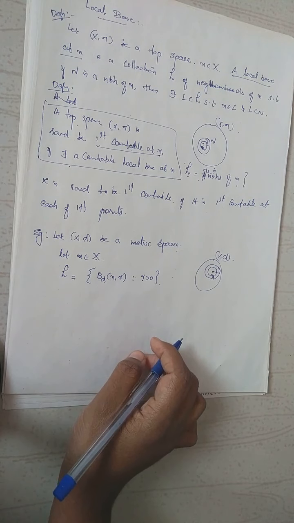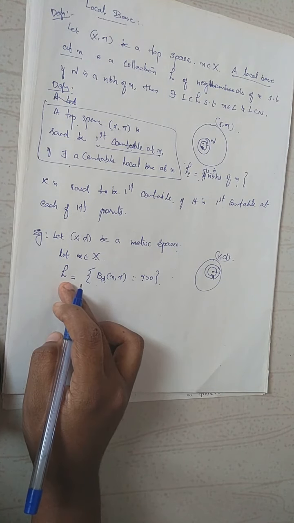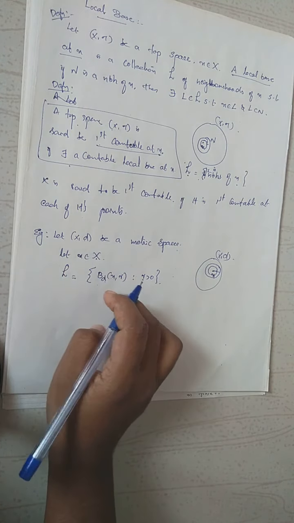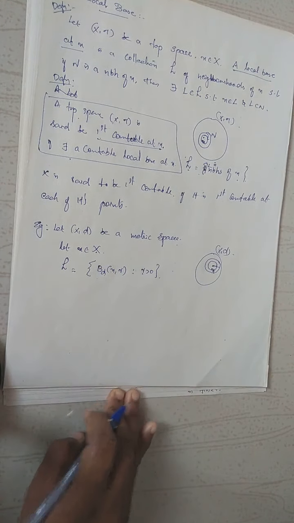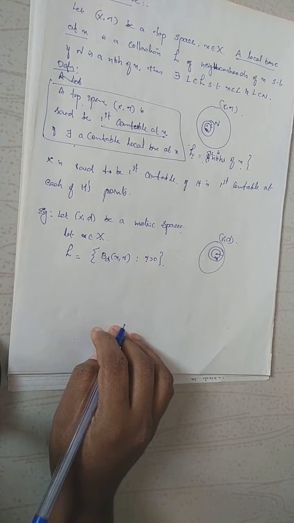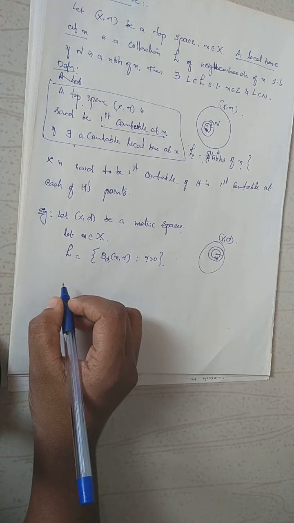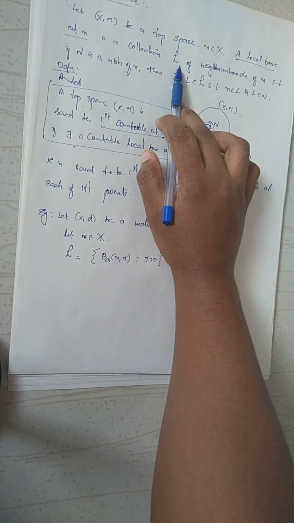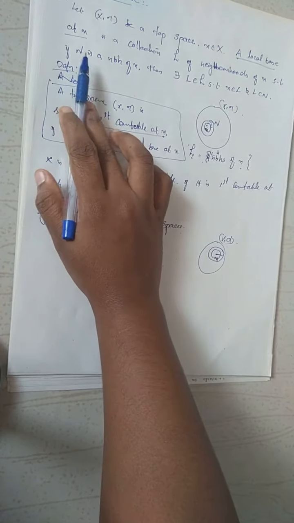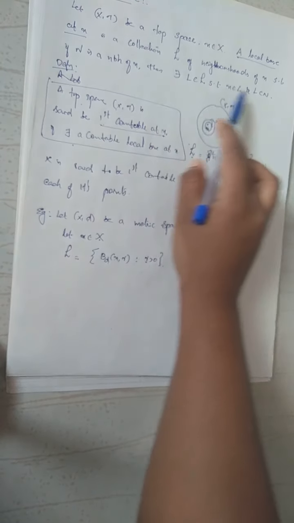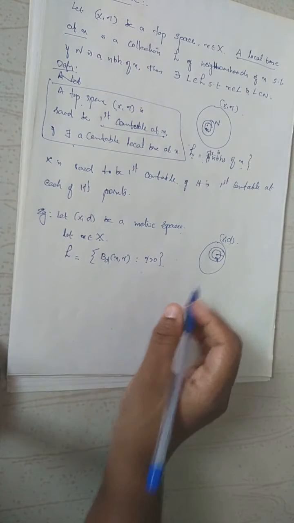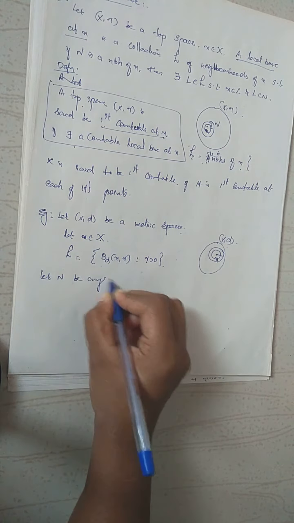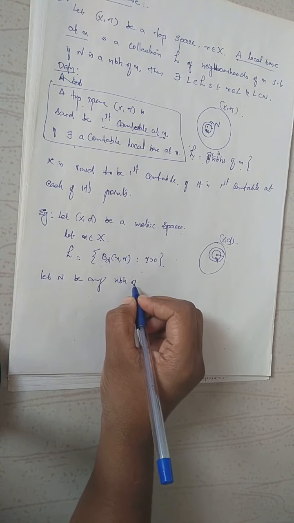I am going to prove that this script L will form a local base for the space (X, d). For that, we need to verify the definition. What is the definition? L is a collection which is called a local base if N is any neighborhood of x, then there is a required property. So I choose a neighborhood. Let N be any neighborhood of x.